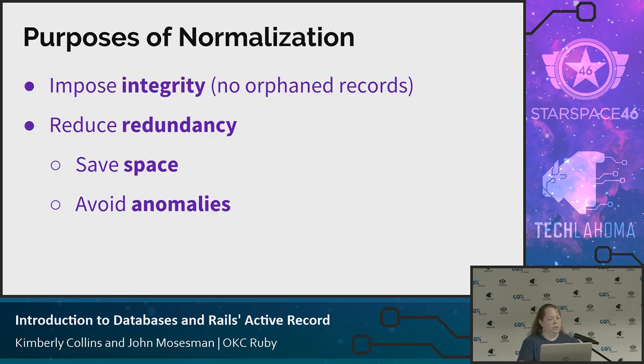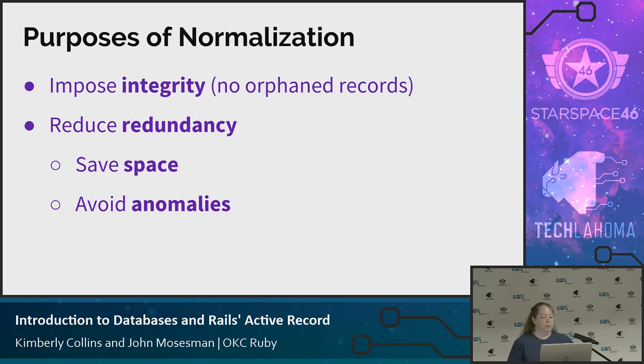So some purposes of normalization, which has been kind of the underlying theme of all this: break everything apart. We want to impose integrity. Having an orphan record is bad. We don't want to have an order that belongs to no customer. We also want to reduce redundancy. And again, redundancy kind of seems like it might be a good thing. You definitely want backups of your entire database. But within the database, redundancy is a bad thing. That will save space, which is not a huge concern, but it is something to think about. You want to store each thing one time.